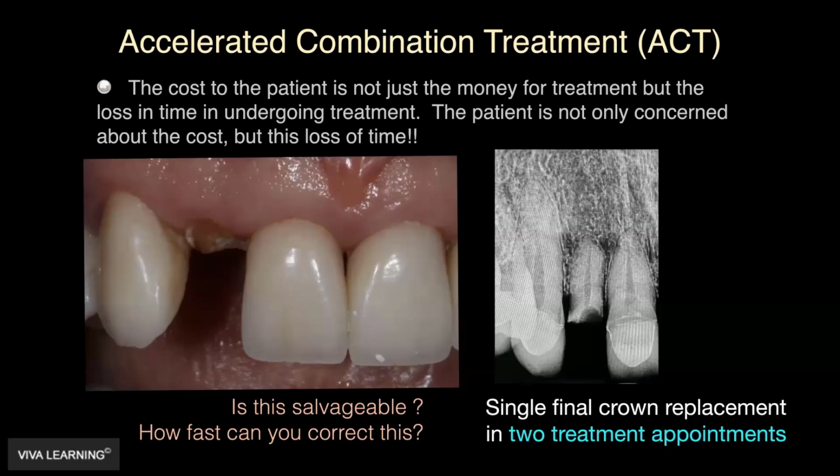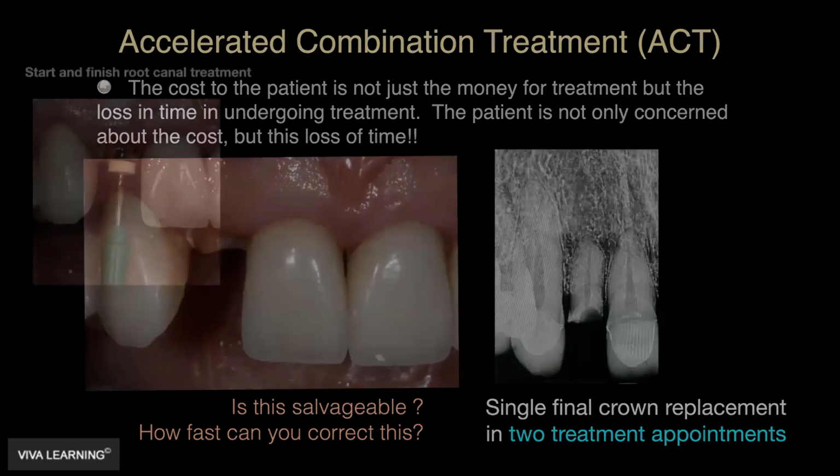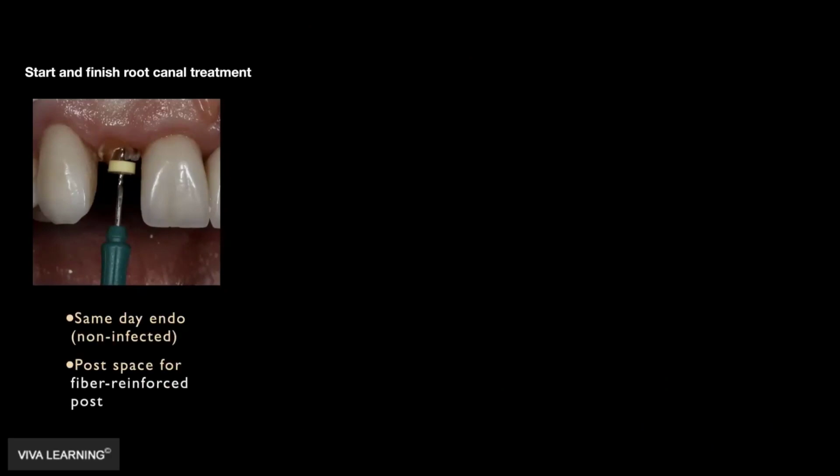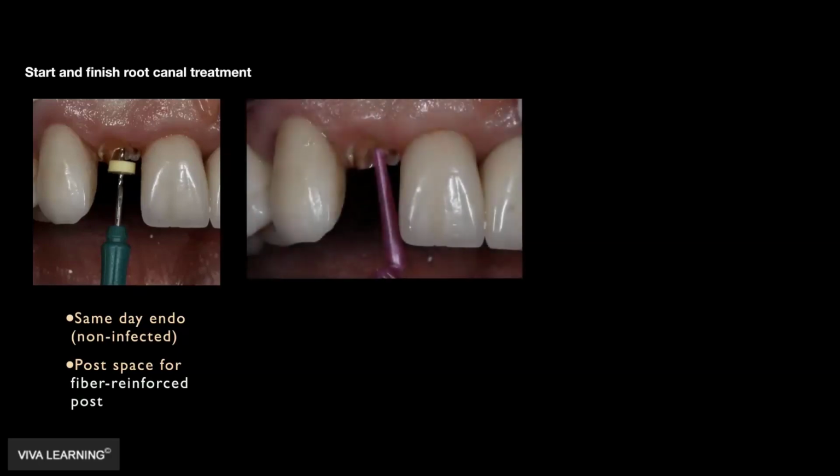So does that seem really, wow, like, how do you do something like that, right? Well, let's talk about how we do that. When you have a tooth that needs a root canal treatment, as long as it's not infected, you can do a same day endo, start to finish. And then I create a post space immediately, same day.